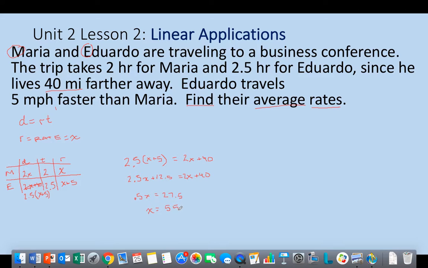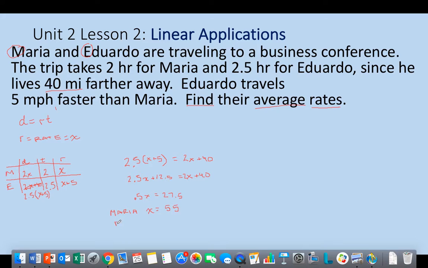Now, what does this 55 mean? Again, kind of Polya's thing, going back, checking it, at least thinking, is this a reasonable speed for someone to travel? Yeah, 55 miles an hour is no problem. So this is Maria's speed, okay, because remember what did x stand for? x stood for the speed or the rate that Maria was traveling. Okay, so this is Maria.